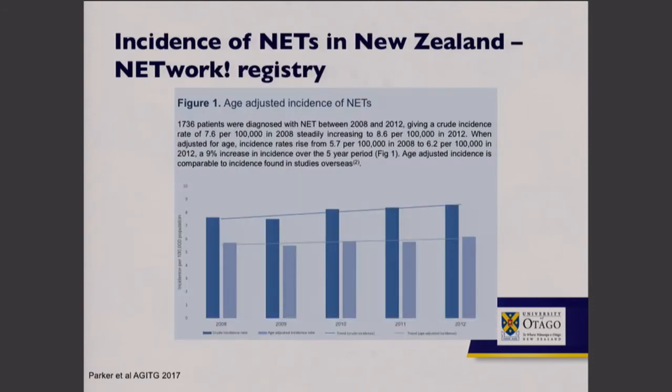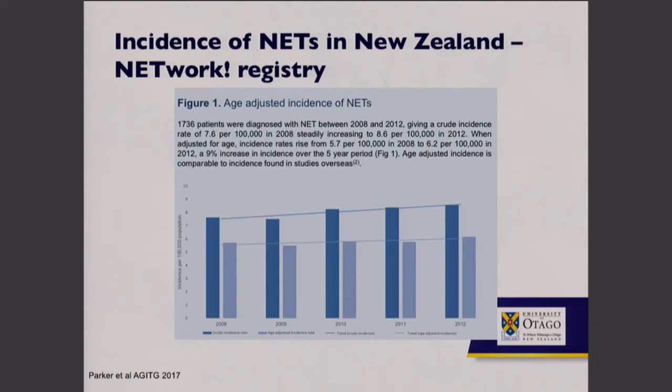This is really recent data from the network registry. Before this, we didn't have any data on incidence of NETs in New Zealand because the way that our cancer registry records cancer diagnoses is by anatomical location. And so all of these get tied up in all of the bowel cancers and all of the stomach cancers and all of the pancreatic adenocarcinomas. So the NET registry has two cohorts. One's a whole New Zealand cohort from 2008 through to 2012, and then they've got a longer cohort from all of the diagnoses in the Auckland region.